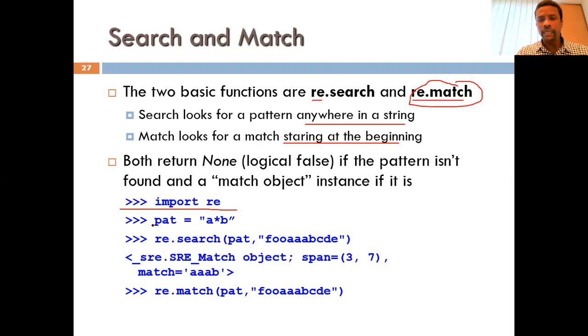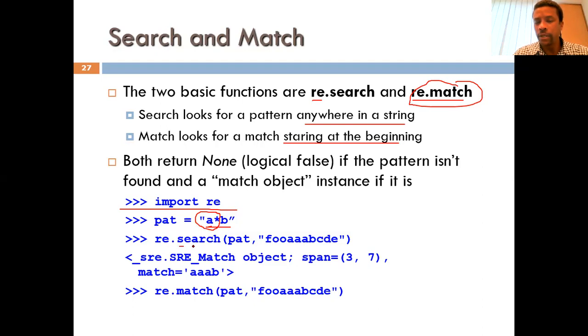So in this case as you can see, the pattern is A*B. So what does it mean? That means A should come zero or more times, yeah. But it has to end with B.